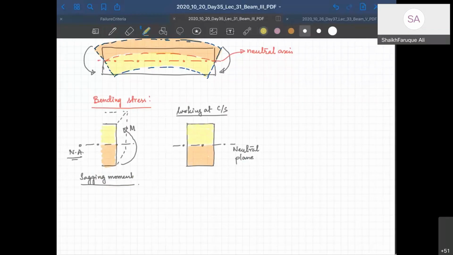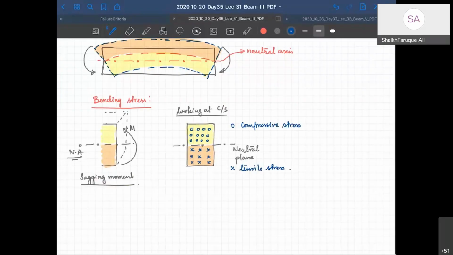Okay, so let's draw compression as circles. And let's draw tension as crosses. Right? So that's going to be compressive stress. So this side is compressive stress, and this is going to be tensile stress.